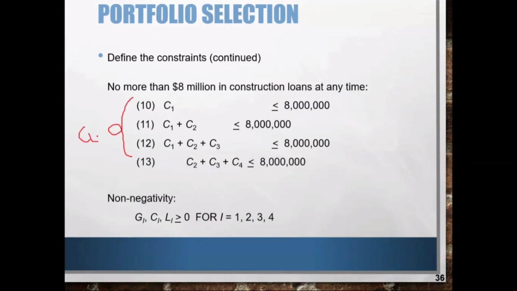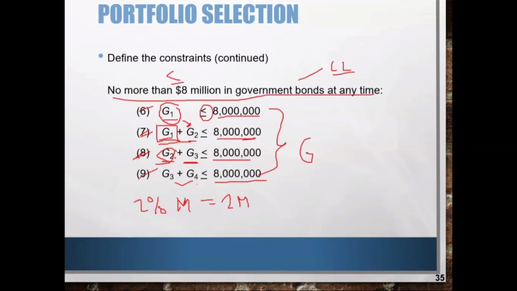So next is the construction loans. Same thing, month 1, and months 3 to 4 have not happened yet. So it should be no more than 8 million, so less than or equal to 8 million. Next is constraint number 11, C1 plus C2 is less than or equal to 8 million. Then constraint number 12 is C1 plus C2 plus C3 is less than or equal to 8 million. So here there are three variables, unlike the government bonds, which had only two in the third constraint.